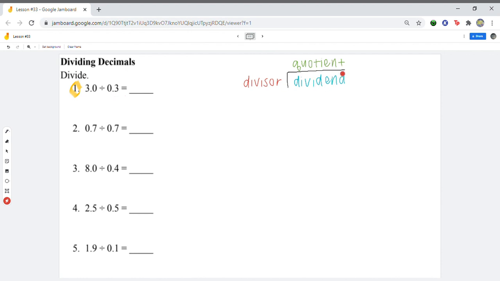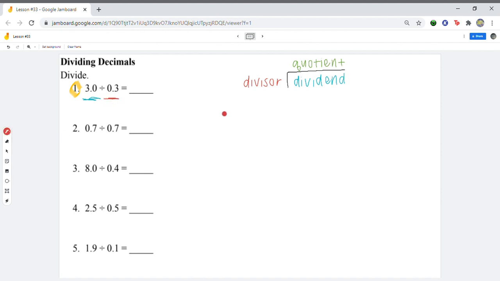So now before we go over how to solve that problem, I'm going to go over the different components of division. So we have our divisor, which is outside this division sign over here, and dividend goes inside of it, and our quotient will be placed on top of this. So throughout this whole lesson, I'm going to be color coding. So number 1, I'm going to start by color coding what the dividend and what the divisor is. So our dividend will be 3.0. Our divisor will be 0.3.